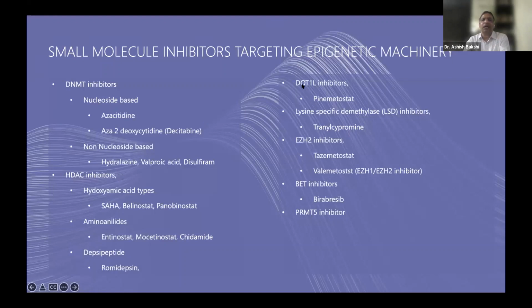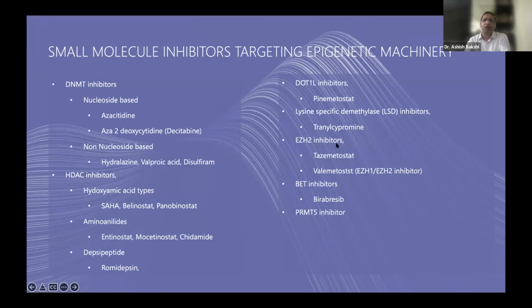Then another class of drugs are called DOT1L inhibitors. This is again part of the epigenetic machinery. This stands for disruptor of telomeric silencing, and a drug called pinometostat has been used in clinical trials. Although the results have not been very encouraging, different new classes of DOT1L inhibitors are being developed. Then the antidepressant drug tranylcypromine is a lysine-specific demethylase inhibitor. Plenty of LSD1 inhibitors have been developed, many of them in preclinical and clinical trials. Due to paucity of time, I'm not going into the details of this, but it is important to know that these drugs are being developed, and we are likely to see them in clinical practice very soon.